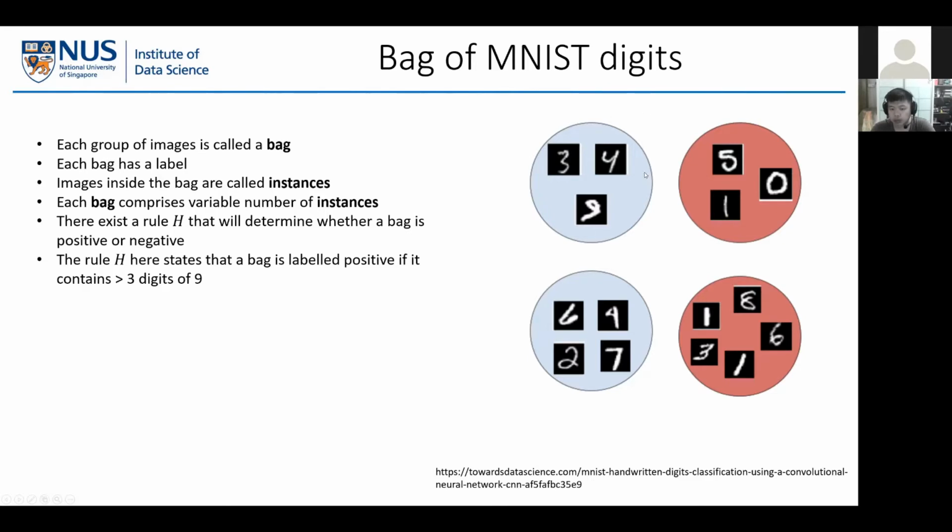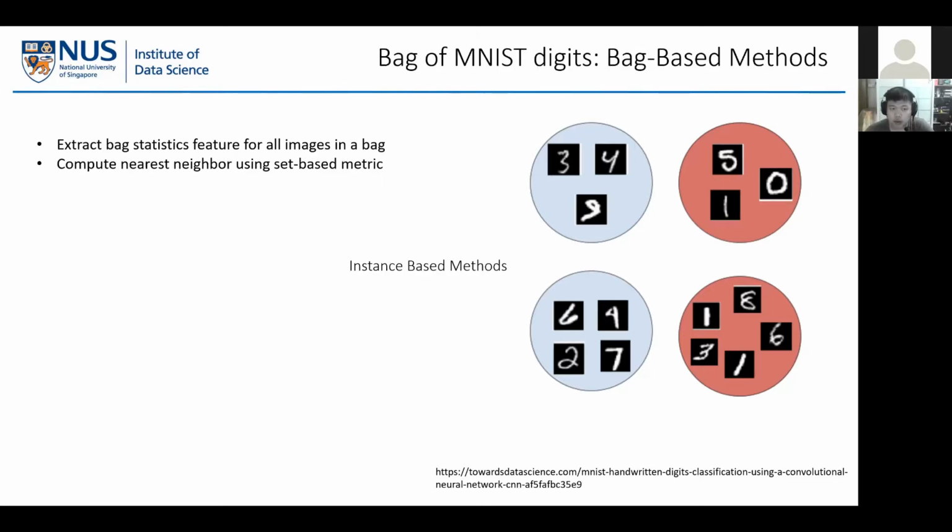We also label a group of images together based on some rule H. During our first lab, the rule was that a bag is called positive if it contains more than 3 digits of 9, for example. What we did before was extract bag statistics of features for all images inside the bag. We used that feature representation to train a classifier using a simple single instance classifier, things like logistic regression. We can even apply other classifiers like support vector machines or random forests. We can also compute nearest neighbor using a set-based metric. We used Hausdorff distance to compute the distance between these bags of instances.